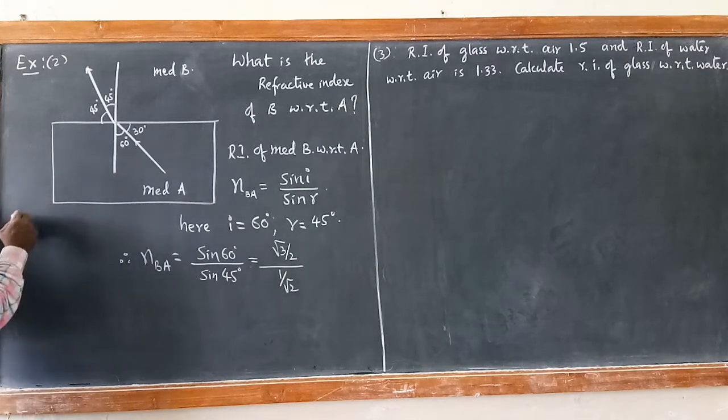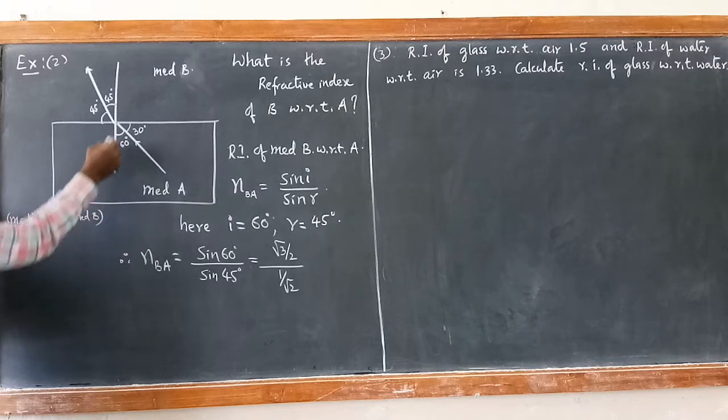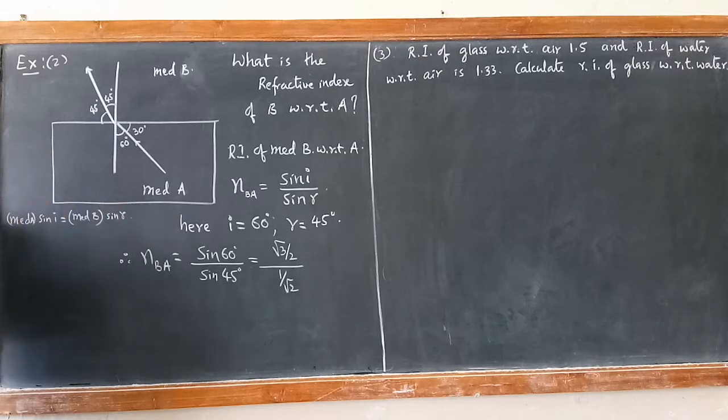You can also verify with respect to the angles. Medium A into corresponding sine I is equal to medium B into corresponding sine of angle. So this is how you can remember. So medium B with respect to medium A, therefore refractive index of B with respect to A is equal to sine I by sine R.